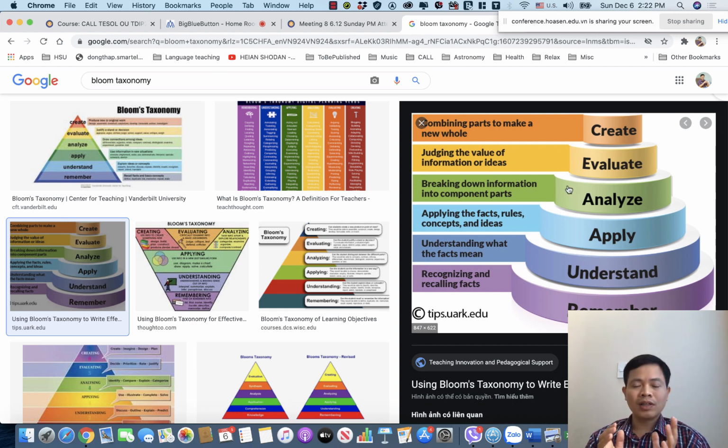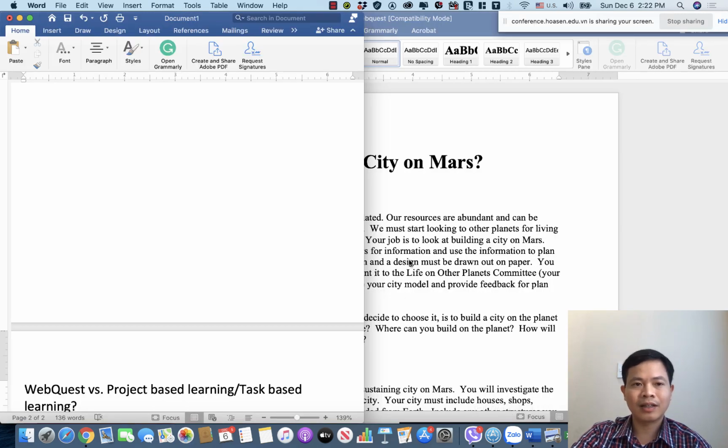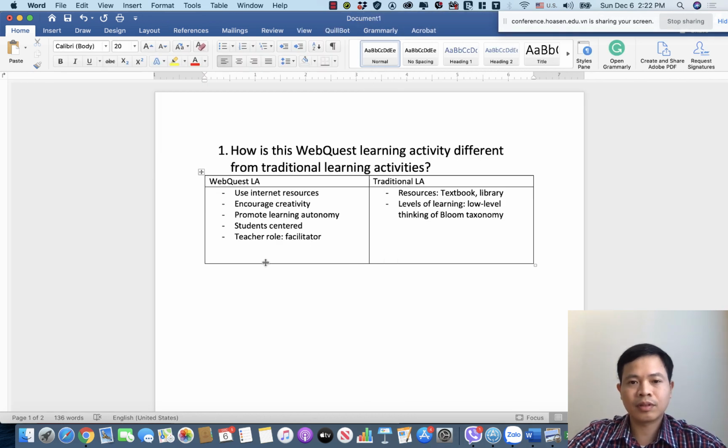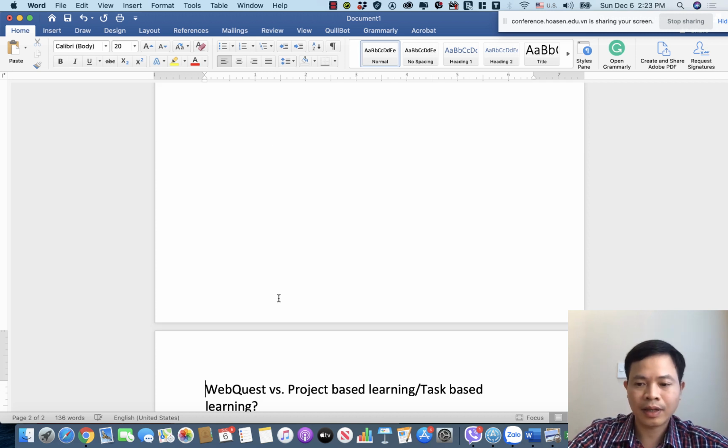Now modern education tries to focus on these higher level thinking skills, while in traditional education learning activities tend to focus more on remembering, understanding, and applying. And this is one of the key differences that we can get from the activity.